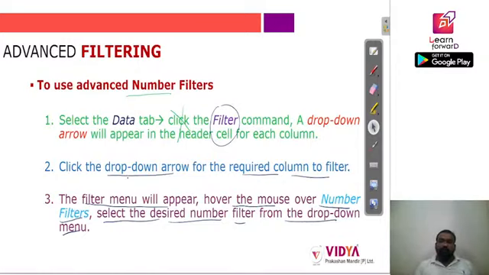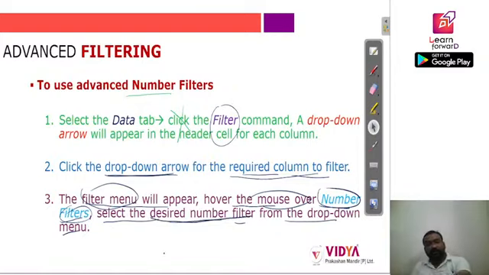We will go directly to the drop down arrow for the column where we want to apply this filter. Then a filter menu will appear and we will mouse over on our number filter. When we mouse over on it, again a drop down menu would appear, and then we will select the desired number filter from that particular list.